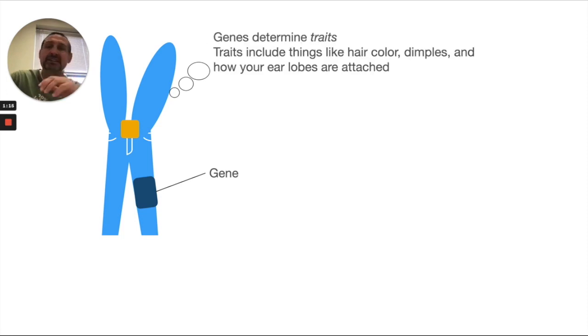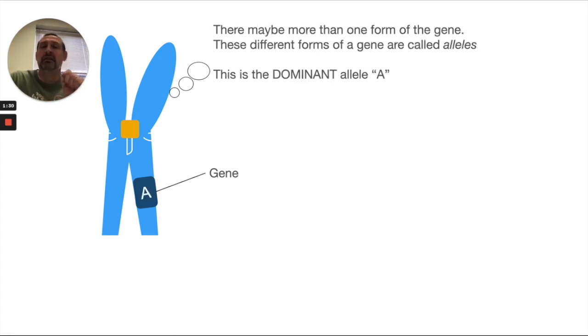So a trait is something like hair color, dimples, whether or not your earlobes are dangling or attached. Those are different traits. Genes determine traits. You can have an allele that is a dominant form of that gene. So if we were talking about dimples, dimples is a dominant form of that trait. No dimples is the recessive form of that trait.